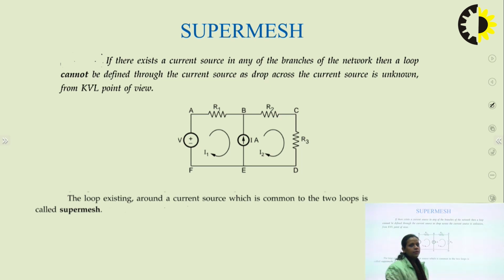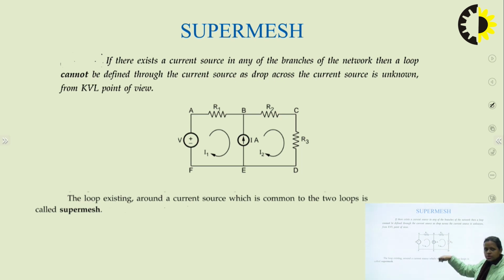Now coming to the concept of super mesh. So what is this super mesh? If there exists a current source in any of the branches of the network, then a loop cannot be defined through the current source, as the drop across the current source is unknown from the KVL point of view. So we can't write the equation by considering the current source. The loop existing around the current source, which is common to the two loops, is called a super mesh.